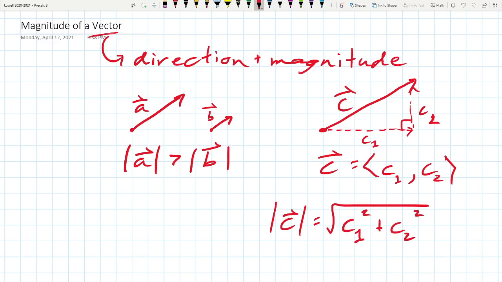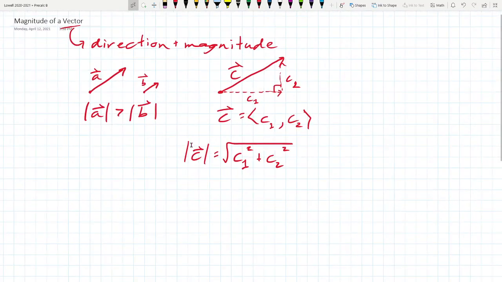And that pretty much is the end of the video if you want to just stop there. But I want to talk about how we can do this with 3 dimensions. So I'm going to draw a vector in 3 dimensions, or at least I'm going to try my best, and I'll be right back.